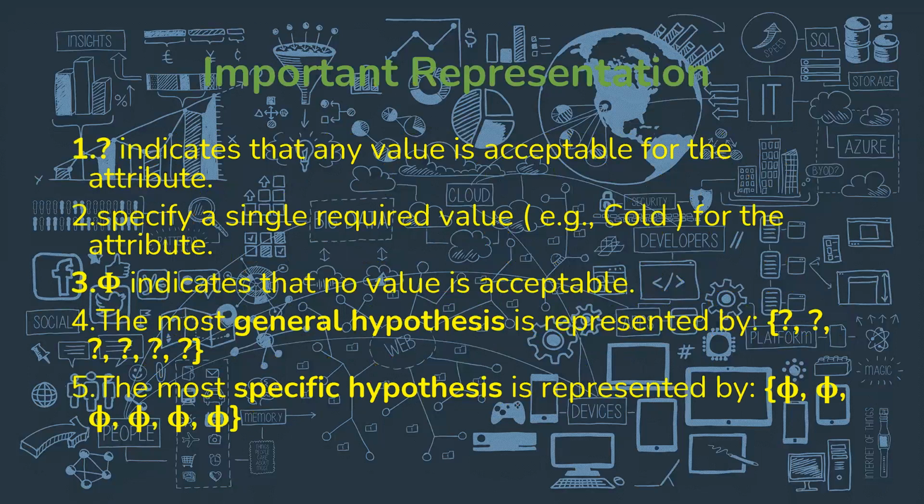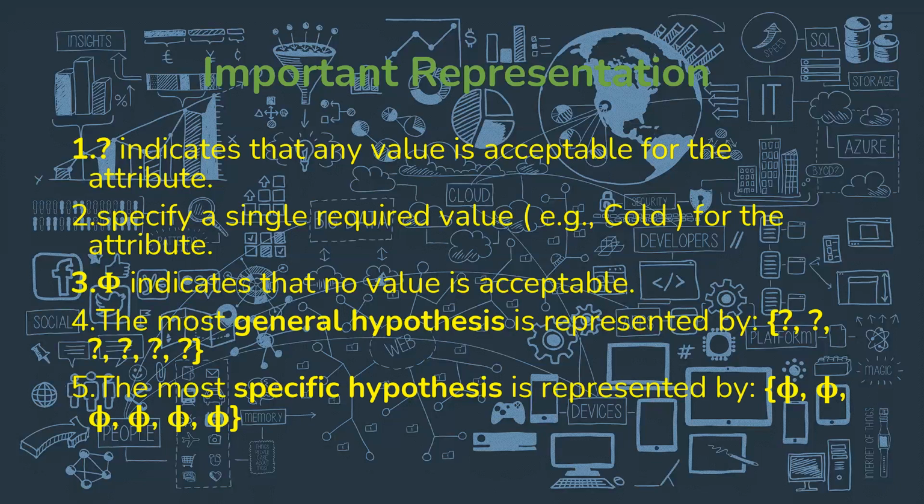Important representations. The question mark indicates that any value is accepted for an attribute. So question mark is a general hypothesis, where any value is accepted as an attribute. Specific: specify a single required value for an attribute. A single required value is being specified. Phi, or a zero with a dash within it, indicates that no value is acceptable. So this phi means that no value is acceptable.